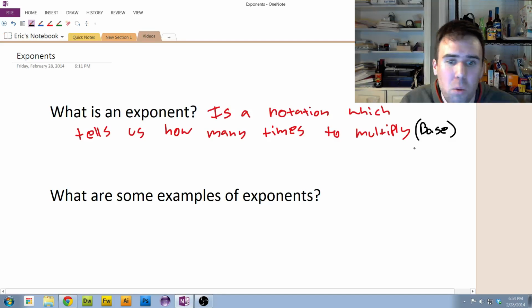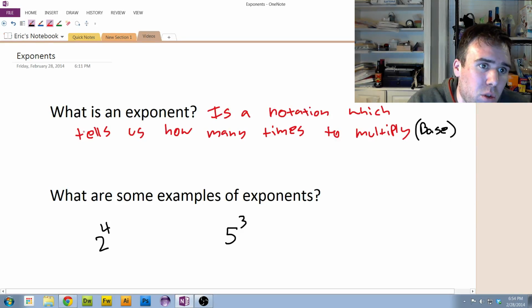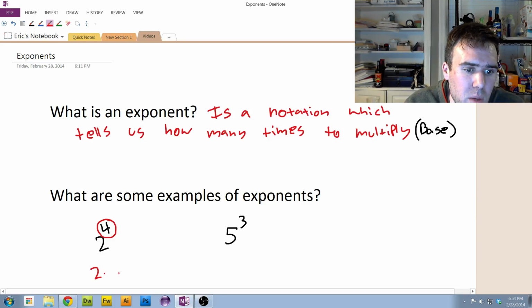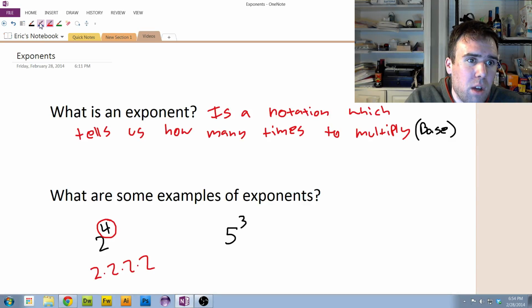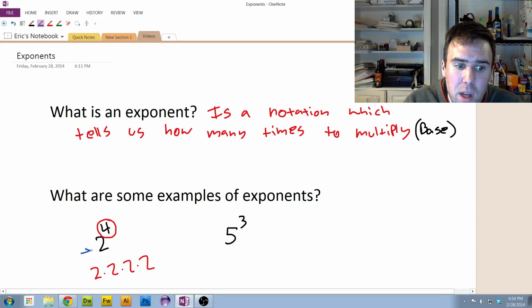So, what would be some examples of this? 2 to the fourth, 5 to the third. And here's what 2 to the fourth would represent. It would say 2 times 2 times 2 times 2. So the number down here on the bottom, that's what we like to call the base. And the number up top, we call that an exponent.